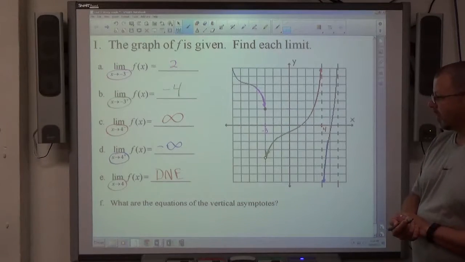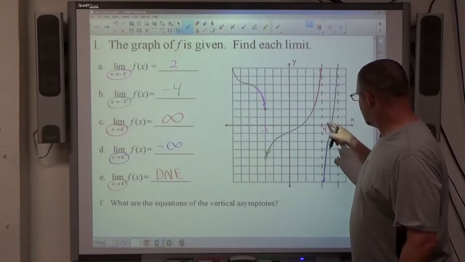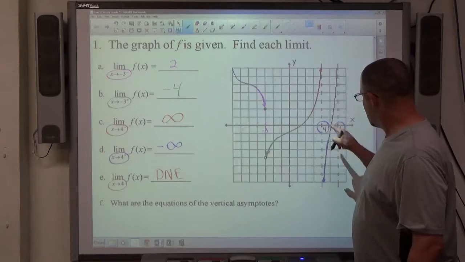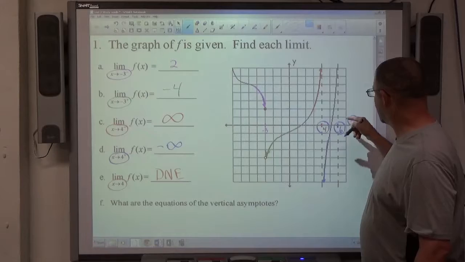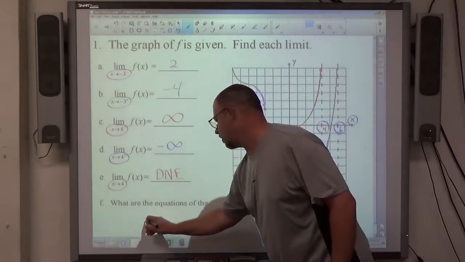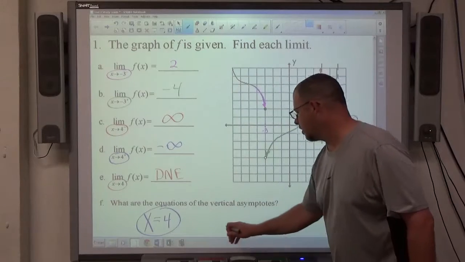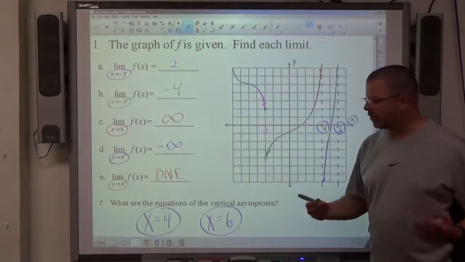For part F, the equations of the vertical asymptotes, I can clearly see there's one here at 4, and there's another one here at 6. 4 and 6 are the numerical values where they occur. They're crossing the x-axis, they're vertical lines, so we write vertical line equations. So x equals 4 is the equation of one vertical asymptote. x equals 6 is the equation of the other. If you leave the x equals off, you're not right.